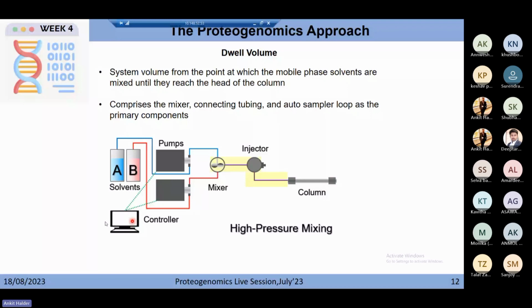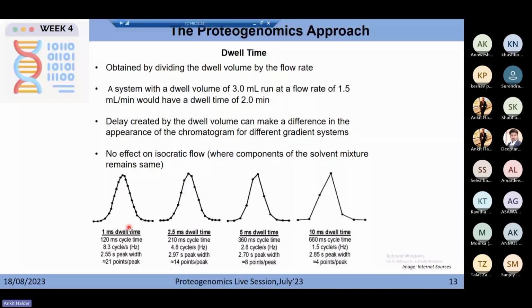The reason for putting it here is that it also plays a role in your gradient and whatever chromatogram you saw. It can also give you a slight impact on the eluting of certain peptides with certain characteristics. Connected with the dwell volume is the dwell time, which is obtained by dividing your dwell volume by flow rate. So if you have a dwell volume of 3 ml run at a flow rate of 1.5 ml per minute, you will have a dwell time of 2 minutes.